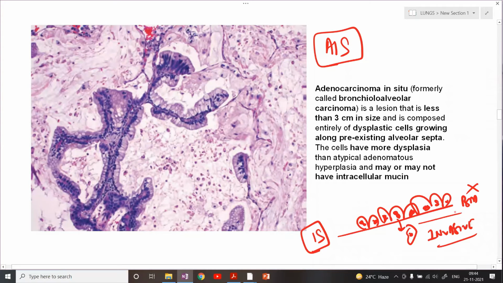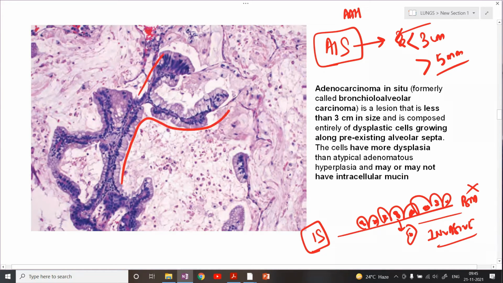Very important thing is that the size over here is bigger as compared to atypical adenomatous hyperplasia. The size of AIS is less than 3 centimeters and more than 5 millimeters. This is the first important point. The size is big. Now, if you see these cells, they are completely composed of dysplastic cells which are growing along the alveolar septa.